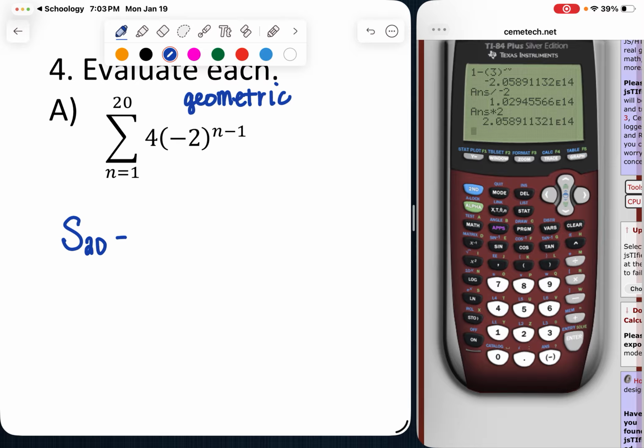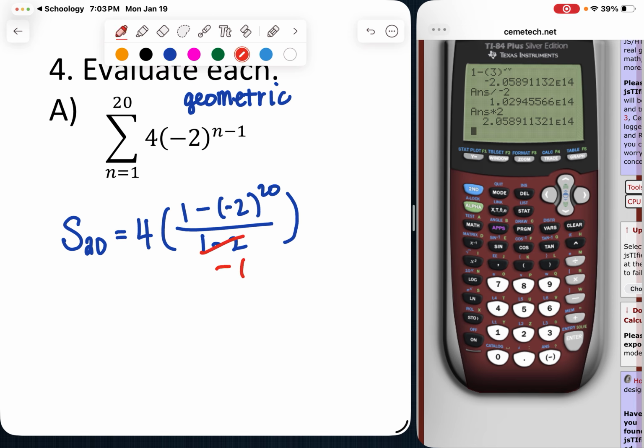1 through 20 is 20 terms, all right? Then I need the first term. This is in the form a sub 1 times r to the n minus 1, and this is the first term, so I can just look and say a sub 1 is 4 times 1 minus, make sure you put that negative 2 in parentheses, 20th power over 1 minus 2. 1 minus 2 is negative 1, so I'm going to end up dividing by that. So please don't do 1 plus 2 to the 20th and say minus a negative is a positive. Okay, that is not going to work.